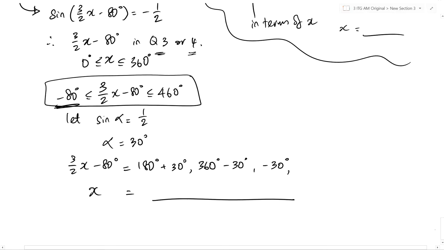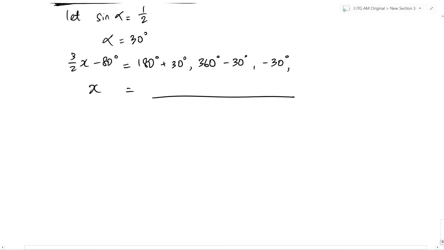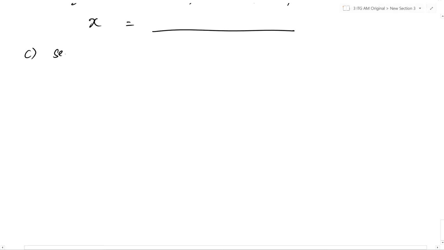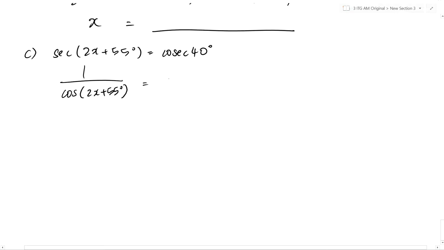Anybody needs help for part C? Secant 2x plus 55 is cosecant 40 degrees. Change that into your sine, cosine. 1 over cosine 2x plus 55 equals to 1 over sine 40 degrees. Okay, so far? So now we have cosine 2x plus 55 is sine 40 degrees.